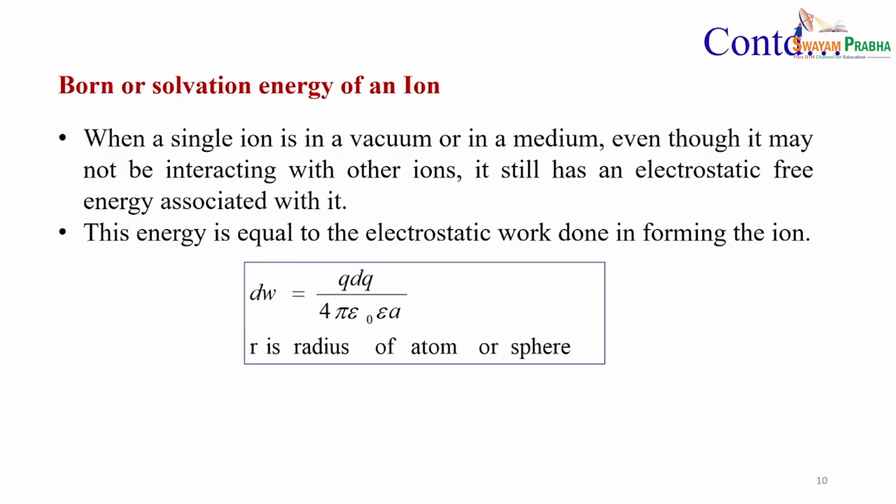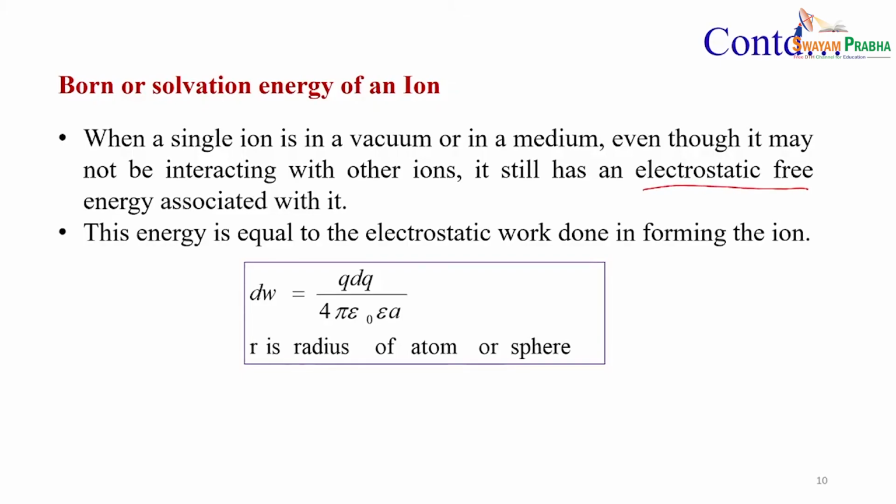Now, let us say there is only a single ion in the vacuum or in the medium, and as a single ion it is not interacting, but still it has an electrical free energy associated with it, and that is known as the Born or solvation energy of an ion. Even if there is a single ion, either in vacuum or medium, even if it is not interacting with any other ion, it still possesses an electrostatic free energy, that is known as the Born or solvation energy.